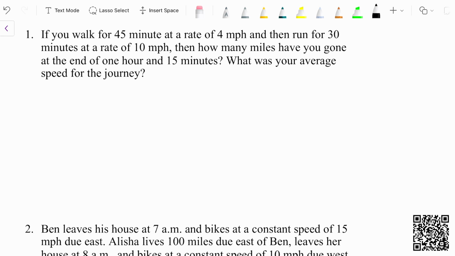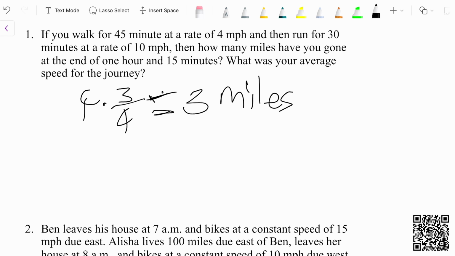Since you are walking for 45 minutes, we can answer our first question first, okay? So how many miles have you gone at the end of 1 hour and 15 minutes? Since it's split into two problems, if you walked for 45 minutes at a rate of 4 miles per hour, 45 minutes is 3/4 of 60, which is 1 hour, which means that when we decrease it proportionally, you have to multiply 4 by 3/4 as well, gaining us 3. So you walked for 3 miles.